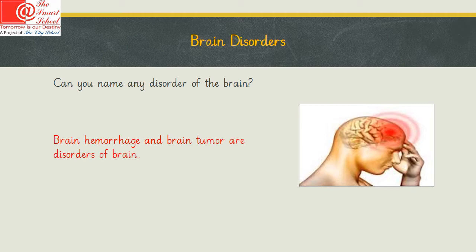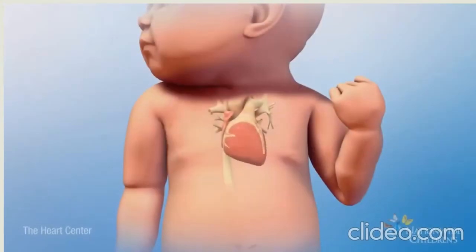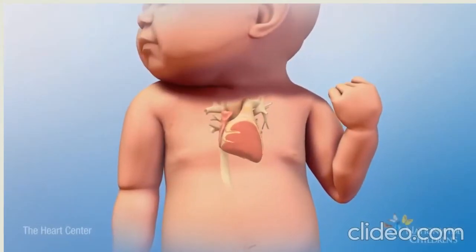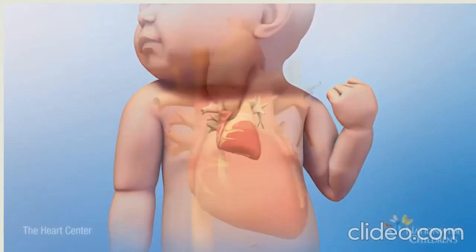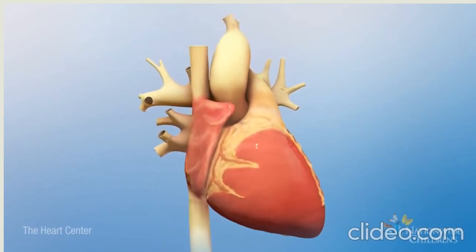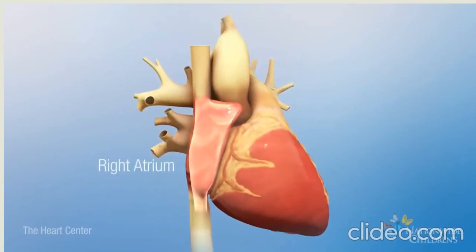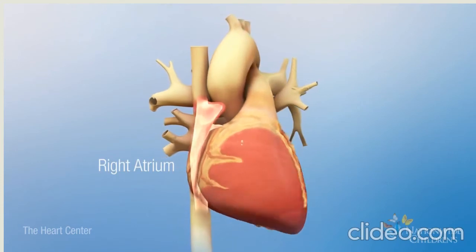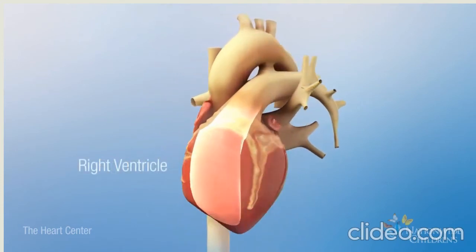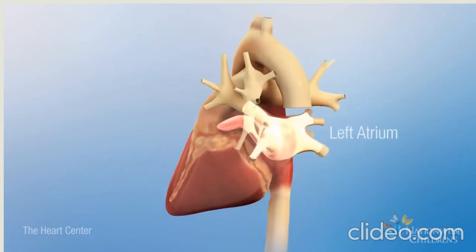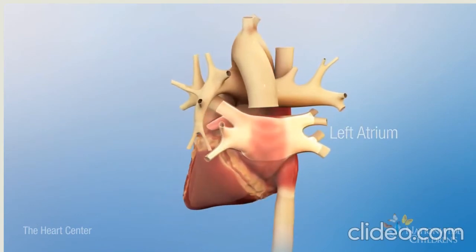We shall now see a video that will explain to us the working of the human heart and how the blood circulates through it. The heart is an efficient muscular pump. A normal heart is composed of 4 chambers: the right atrium, right ventricle, left atrium, and left ventricle.